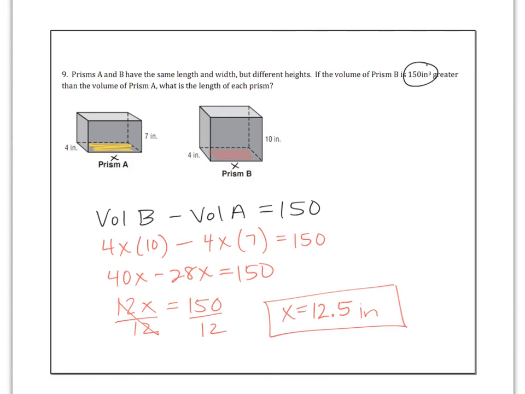Now, could you have used guess and check? Yes, you could have used guess and check, and I'm guessing a lot of you did. I'm just going to erase these x's because what we just figured out is this distance is 12.5 and this distance is 12.5. That and that are the same.